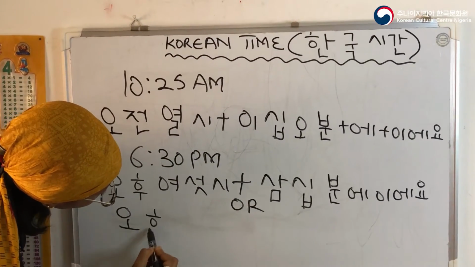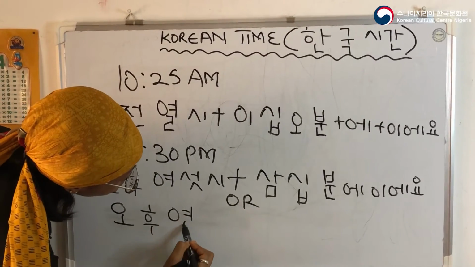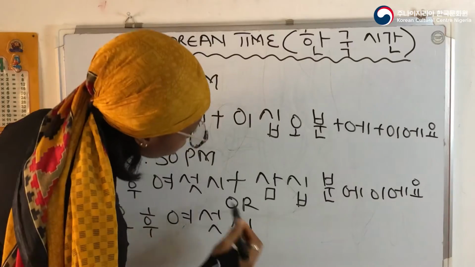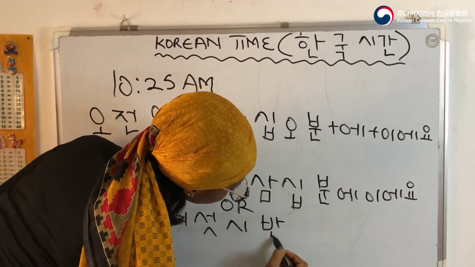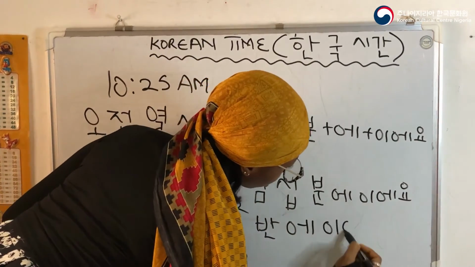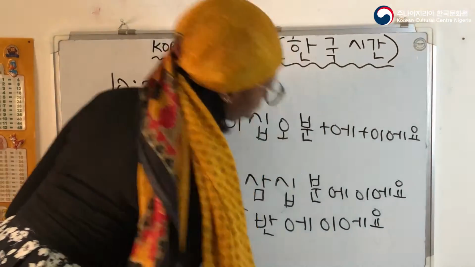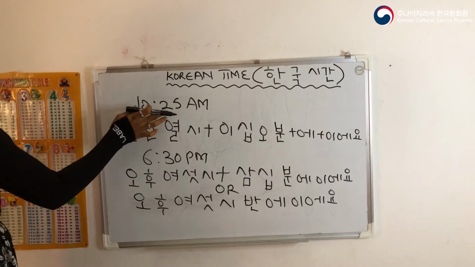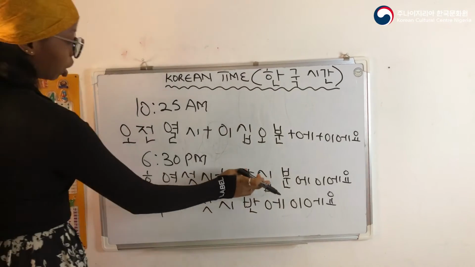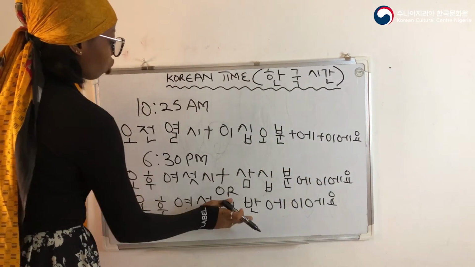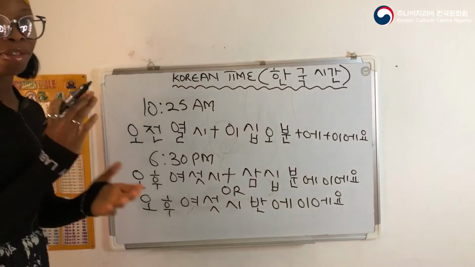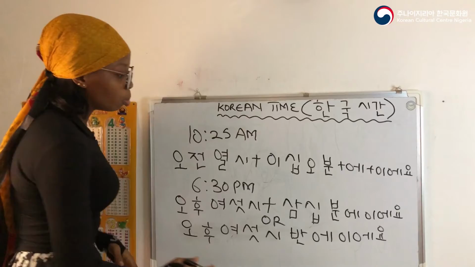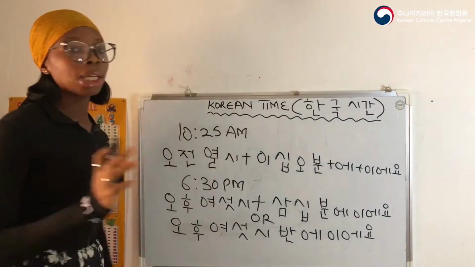Ogu, your she, which is the hour, ban yo. Just like we said earlier, the ban has replaced what? The Sino number and its count unit, which is the Samship bun yo. But this format is only used when the minute is half past. But if it's anything aside half past, 1:30, 2:30, 3:30, then you make use of the bun, and then yo to make a complete sentence.